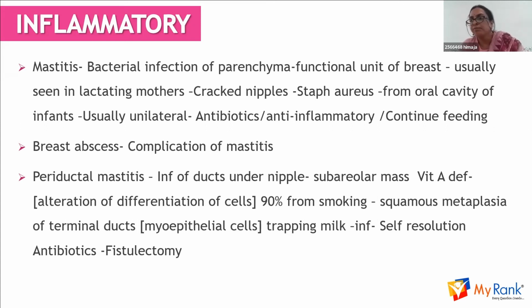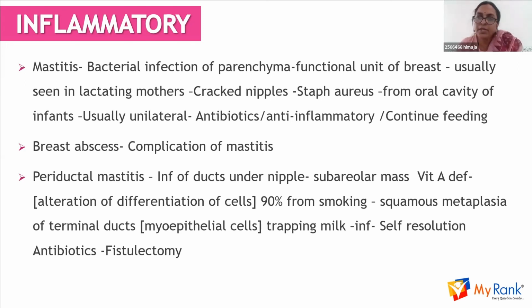Epithelium acts as a barrier to any infection. So when there is a break, a fissure in the epithelium, the infection spreads into the ducts and the functional unit is usually infected. What is the functional unit? It is the acini and lobules with the duct. There are 15 to 20 lobules which open into the nipple. So usually this is infected.